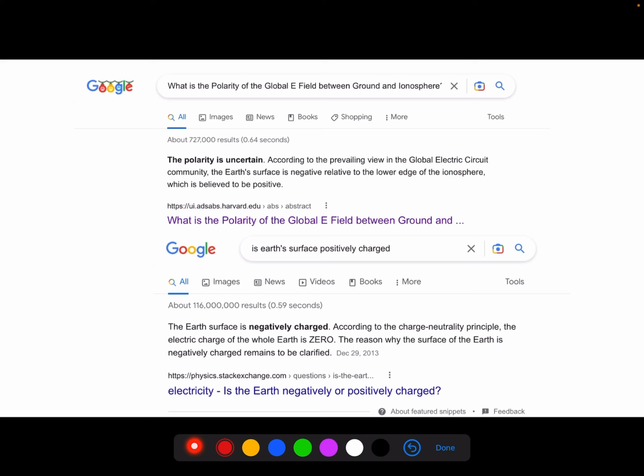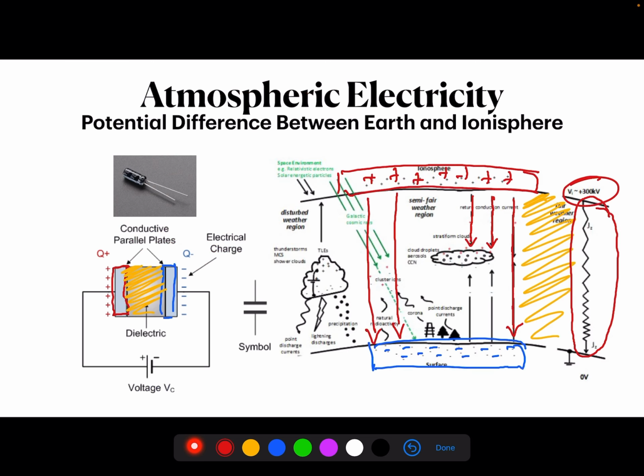So this is a point where I want to make clear that this isn't the end-all be-all, because we still have a lot of uncertainty we're dealing with, a lot of unknown. If you just do some very basic Google searching, I asked what is the polarity of the global electric field between ground and ionosphere. So literally what I was just discussing, and you just get the result, the polarity is uncertain. I mean, yeah, it's crazy, but we don't even know if this is actually true or if the complete opposite is true.